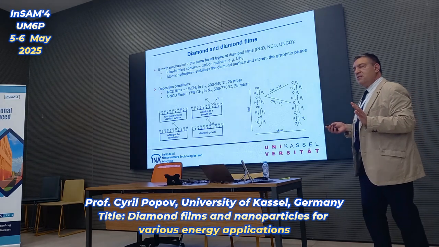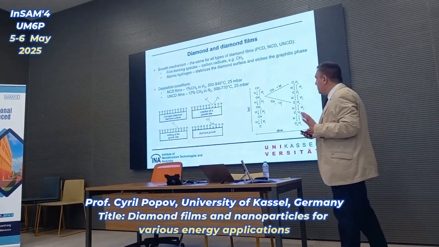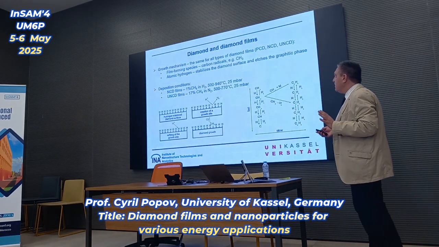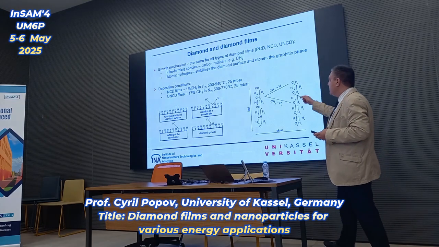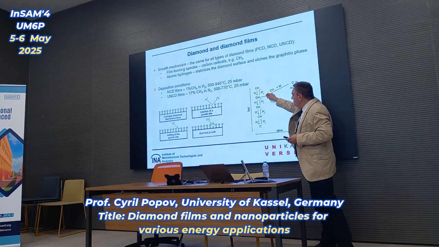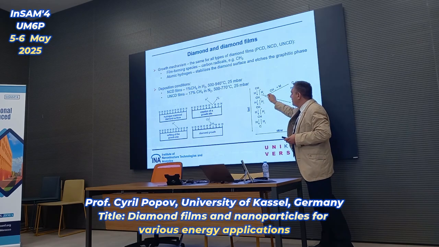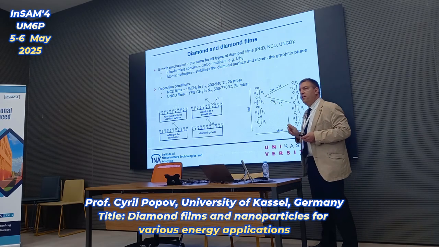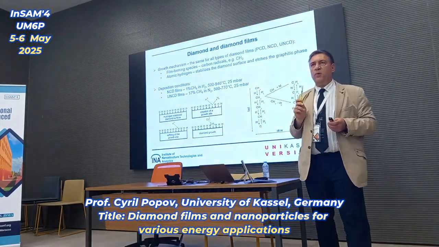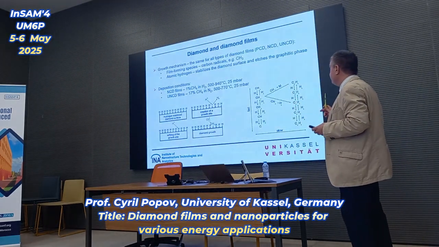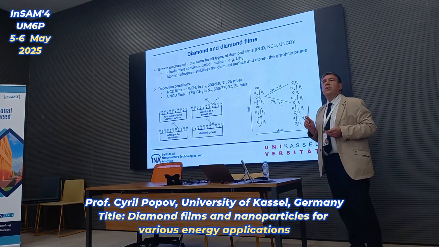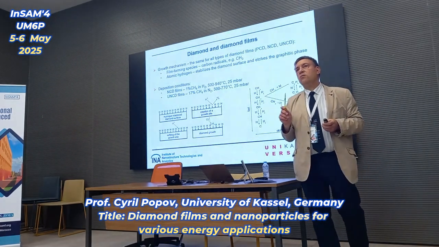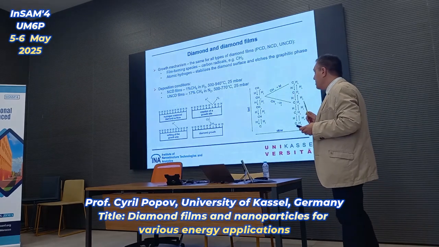Regarding the growth mechanism, it's the same for all types of diamond films, irrespective of their crystallinity. We have the carbon source, let's say methane, and a chain of reactions forming radicals. It is accepted that the methyl radical, CH3, is the major film-forming species for diamond. And we need hydrogen. Without hydrogen, you cannot grow diamond. What is the role of this hydrogen?